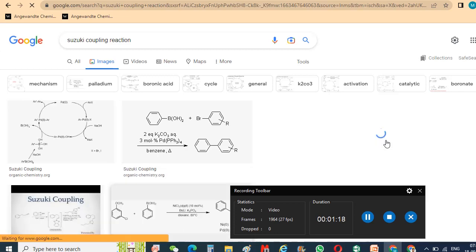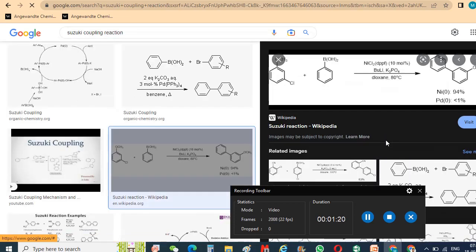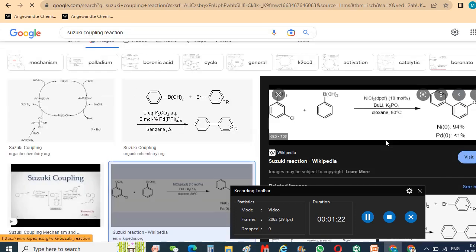How do you set up a Suzuki coupling reaction? They will ask. Then what will you say? In a Suzuki coupling reaction, the first point is we keep the reaction in a sealed tube. So we have to prepare a ready sealed tube with a bead.